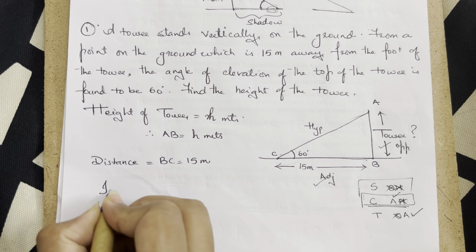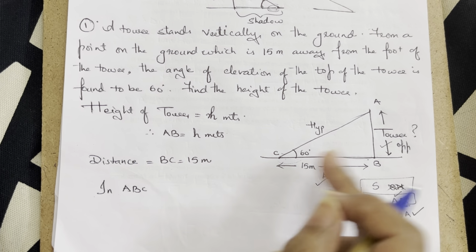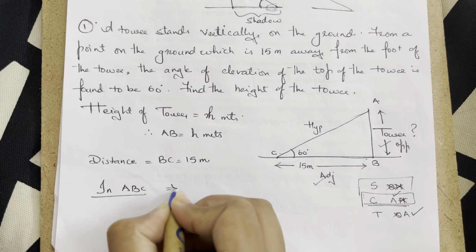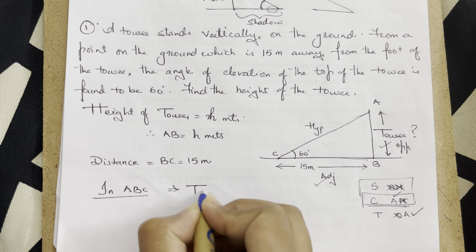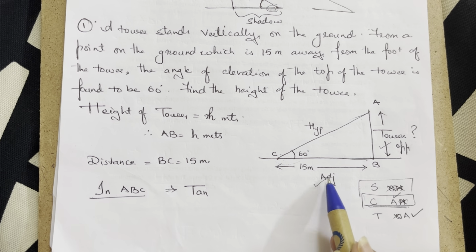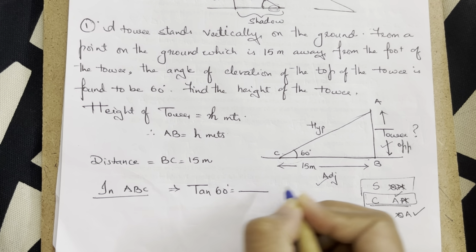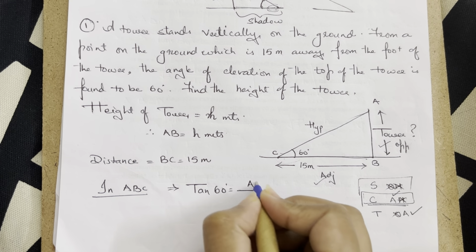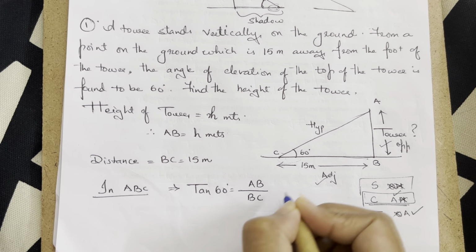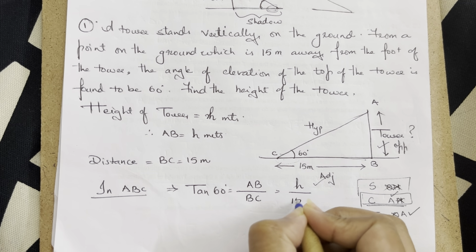So in triangle ABC, this is the triangle that you're considering. In that particular triangle, we are going to apply our trigonometry. So what is the trigonometry that you're going to apply? Tan. Why? Because opposite and adjacent. Opposite as asked, adjacent is given to me. Tan of 60 degrees is equal to opposite. Opposite is nothing but my AB now, upon adjacent, which is BC. So the AB value that we have taken is h and the BC is 15.